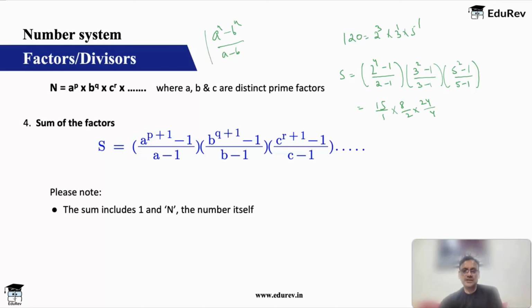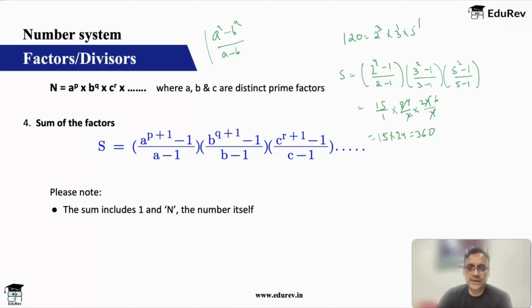So you can see that 8 is divisible by 2, 24 is divisible by 4. That will always happen. So this is 6. This is 4. So 6 into 4, 24. We have 15 into 24, which is 360. So the sum is 360. Okay. Now let's check this manually also. And that is what I wanted to show.